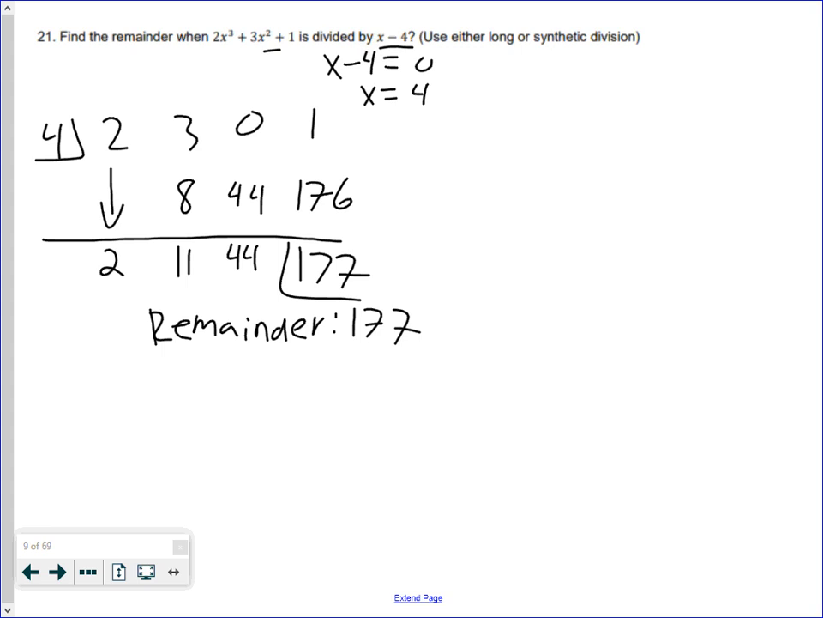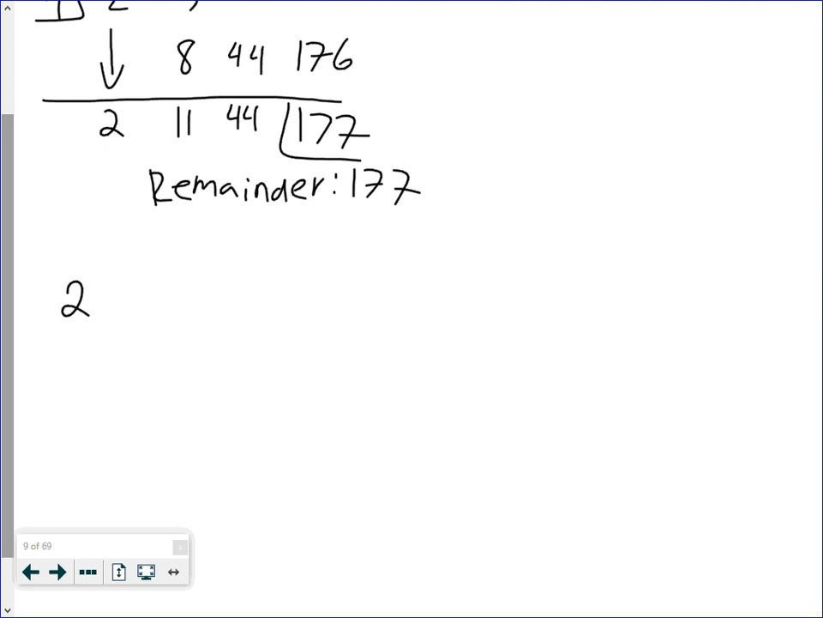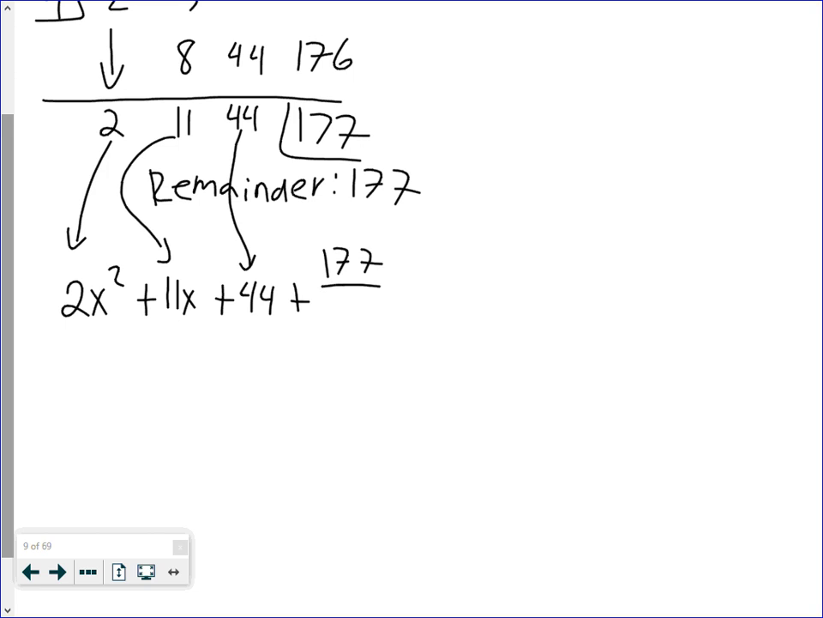But if we wanted to write out the whole answer to this problem, not just the remainder, but the answer to the actual division, we would write this as 2x squared plus 11x plus 44. These right here are your coefficients. And then your remainder, you write it as 177 all over your divisor, x minus 4. So the answer to this question is 177. That's just the remainder. I wanted to go over how to write your actual quotient or answer to the actual division problem. You would write it like that.